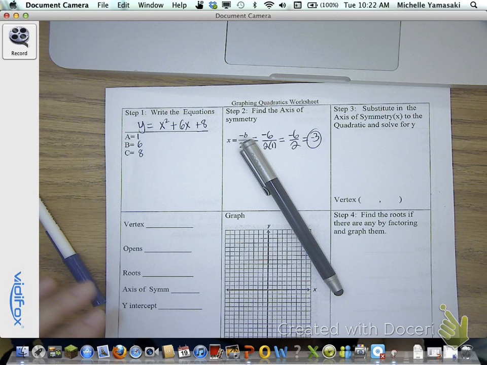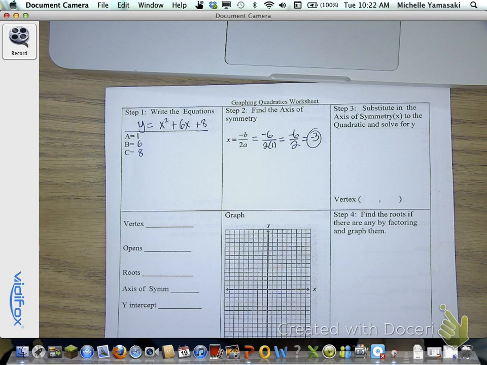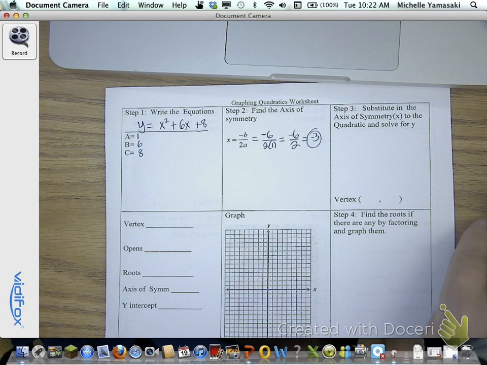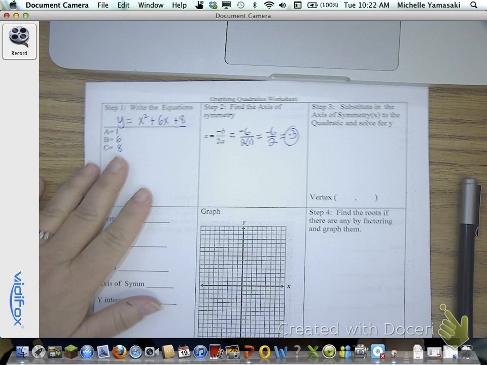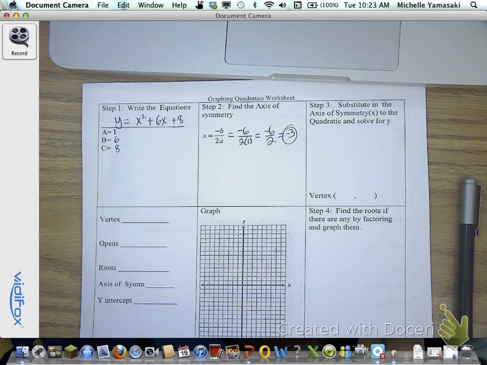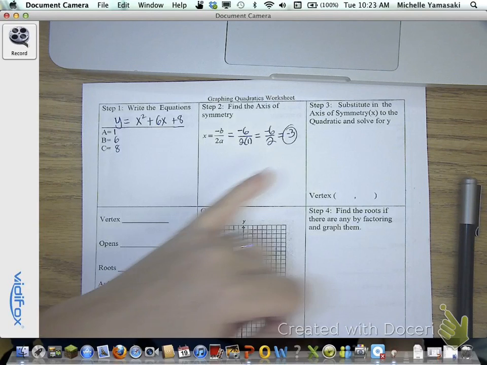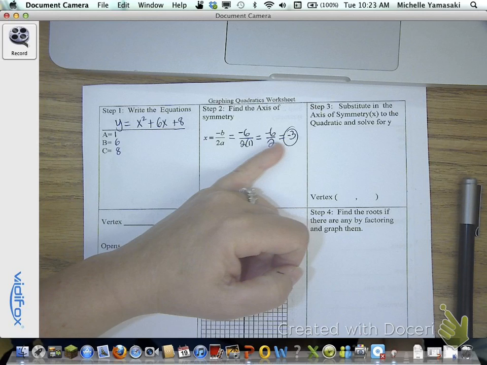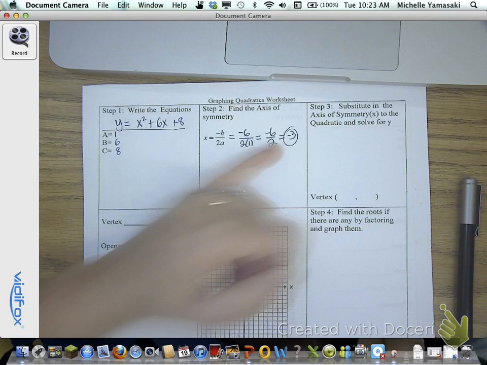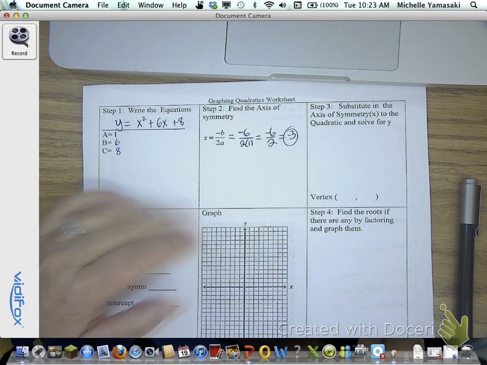All right, so now we've solved our B situation. Now the question is, what am I doing with that negative 3? What is that negative 3? We're going to solve targeting the vertex. Okay, and what is that? That's the x in the vertex. And then how do I go about figuring out what my y is?